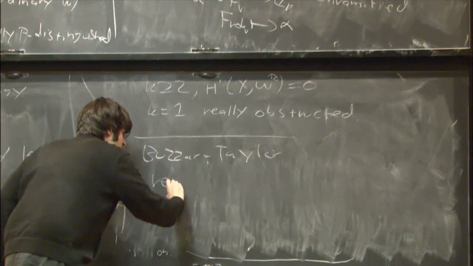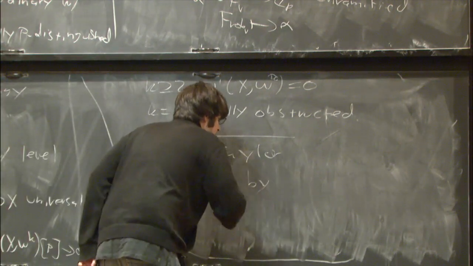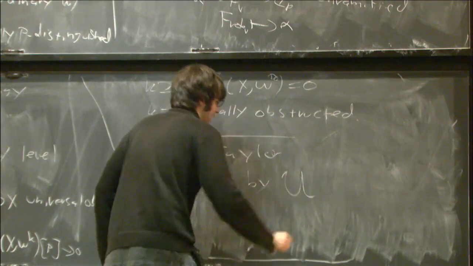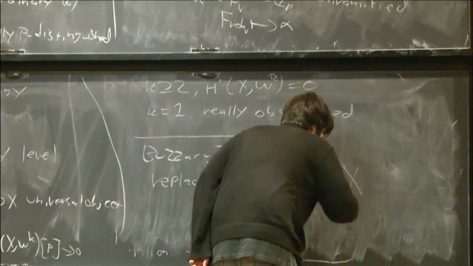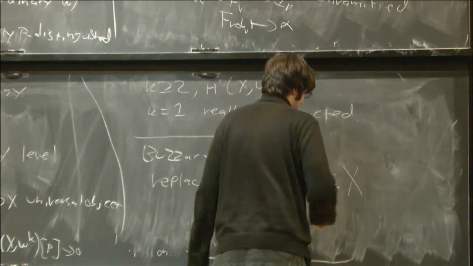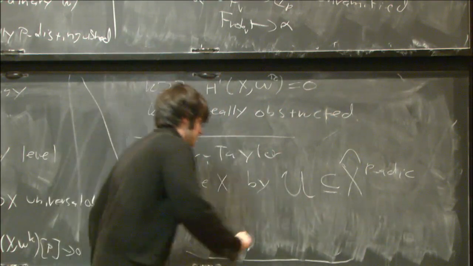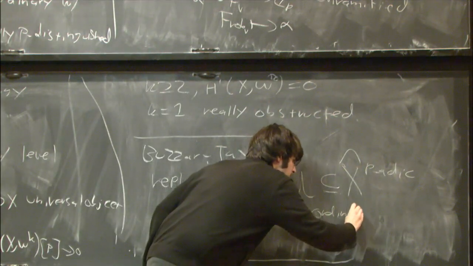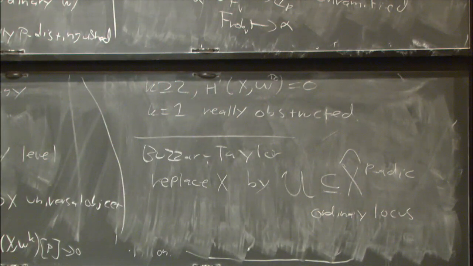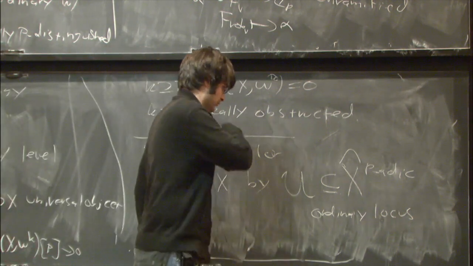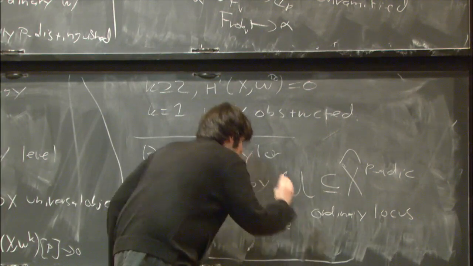They replace X by U inside the formal completion, or the p-adic completion of X, where U is just the ordinary locus. And now this is literally affine, or an affine formal scheme. OK?